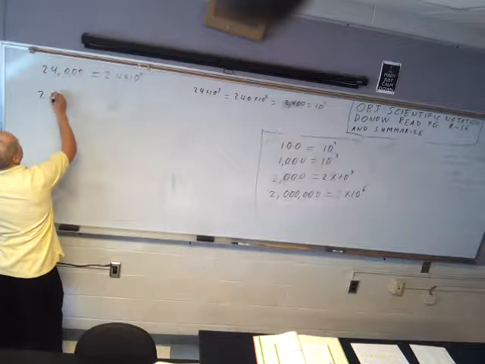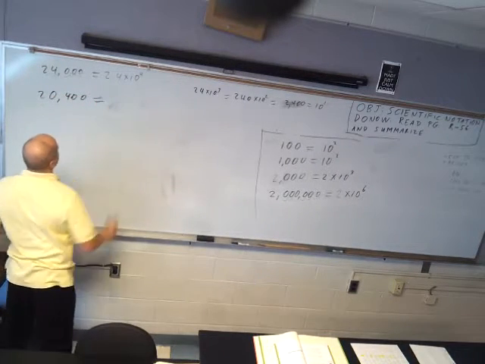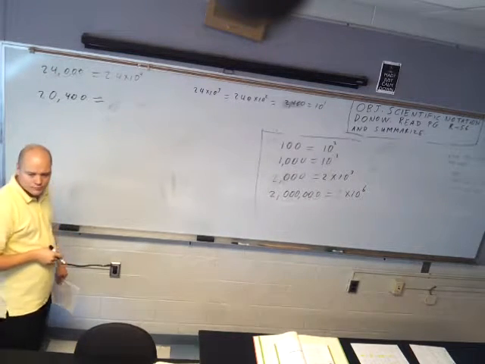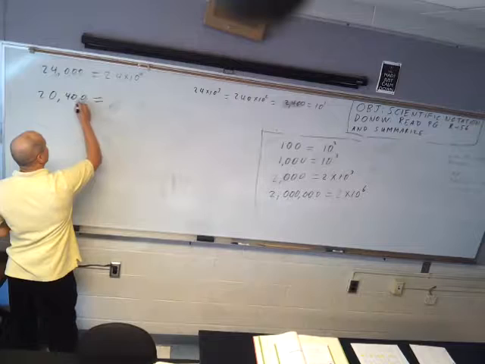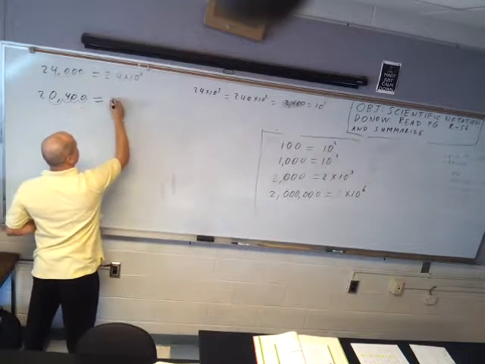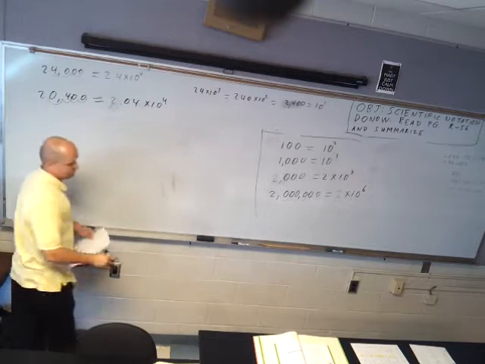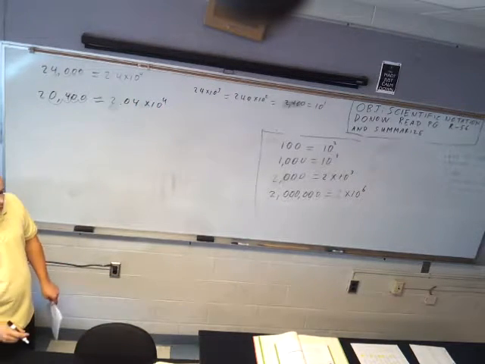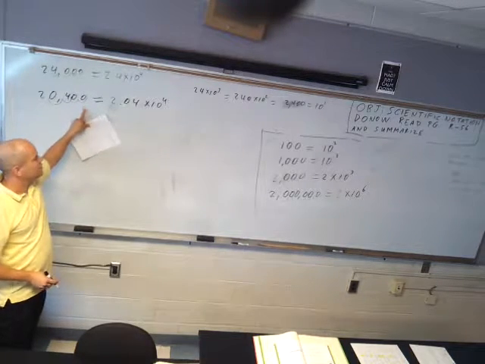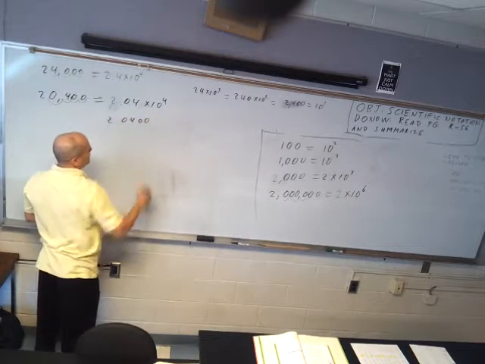Let's do 20,400. What am I going to put here? 2.04. Exactly. I'm going to go 1, 2, 3, 4. So it's going to be 10 to the fourth, and it's going to be 2.04 times 10 to the fourth. You don't just put the zeros at the left? No, because those zeros don't add any value. 2.04 and 2.0400 are the same number.